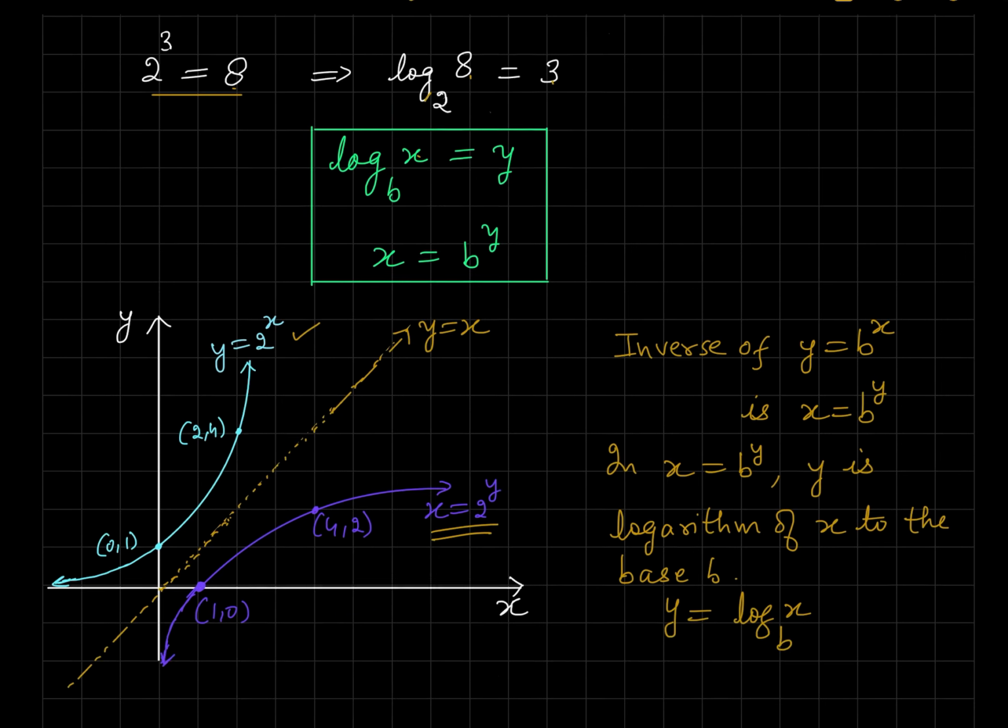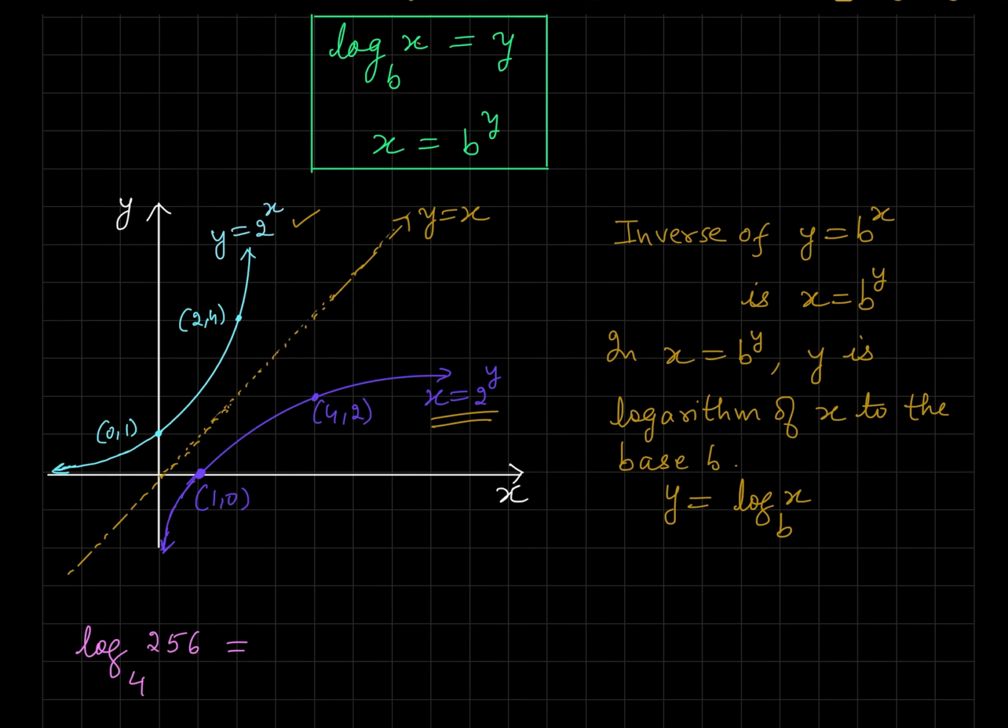Okay, so as you can see here, I have plotted the graph of y equals 2 raised to the power x, and it's a reflection over the line y equals x, which is x equals 2 raised to the power y. So actually these are what? These are inverse of each other.